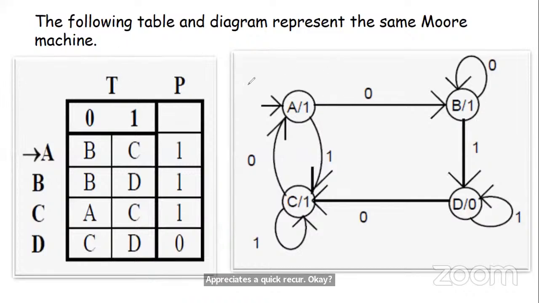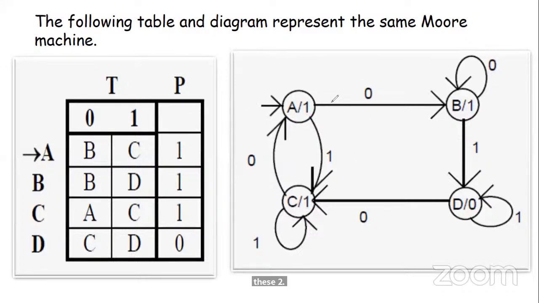All right. Now, this is a Moore machine. And the concept of a Moore machine is that output is attached to the state. Output is attached to the state. So this is the output. This is the output. So we are trying to look at these two, how to navigate between these two.